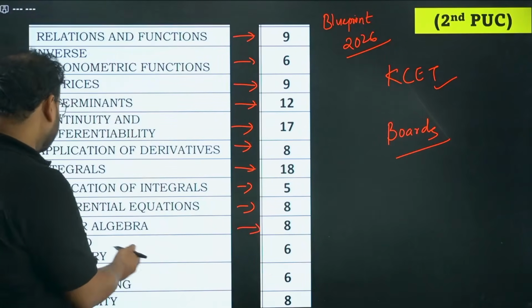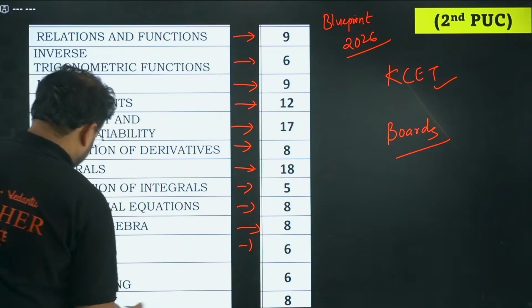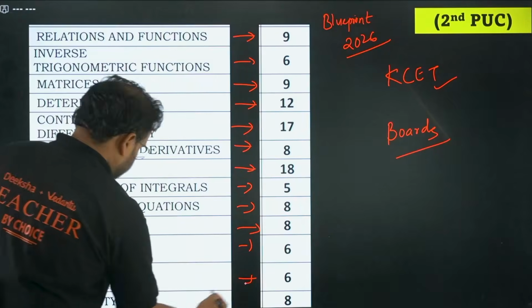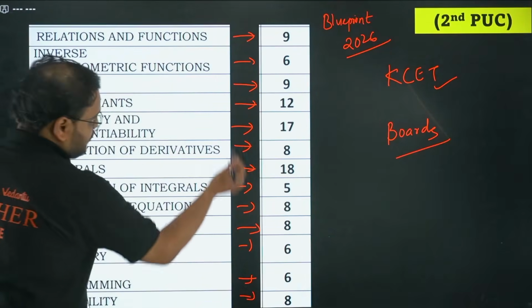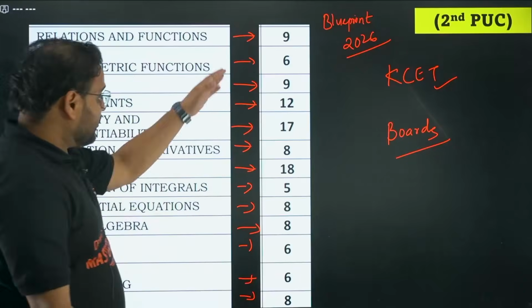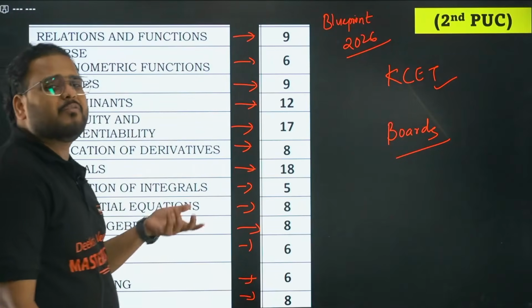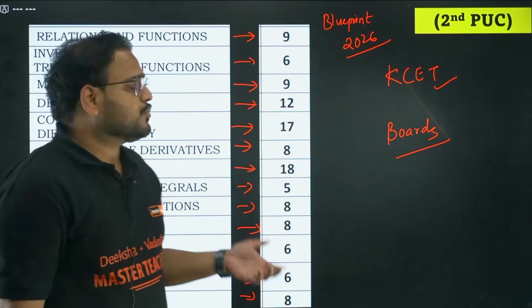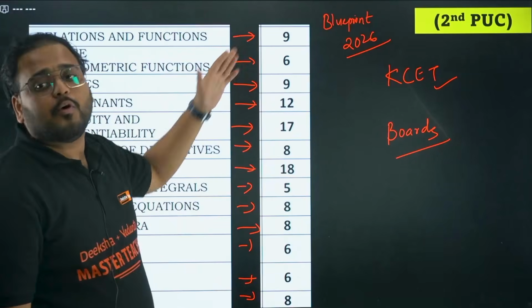3D geometry is 6 marks. Linear programming is 6 marks, and probability is 8 marks. So if you take the sum of all this, it will become 120. But it's not like that. When you're writing this paper, what happens? You have to choose only for 80 marks, right? So in 80 marks, you can choose the combination you want.